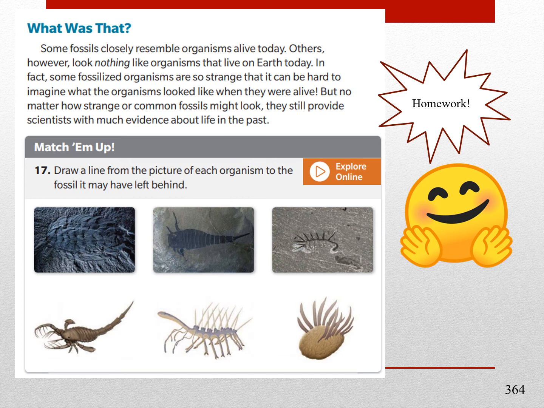Now please open your books on page 364. Some fossils closely resemble organisms alive today. Others, however, look nothing like organisms that live on Earth today. In fact, some fossilized organisms are so strange that it can be hard to imagine what the organisms looked like when they were alive. But no matter how strange or common fossils might look, they still provide scientists with much evidence about life in the past.